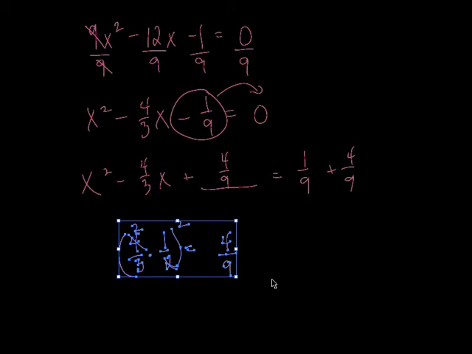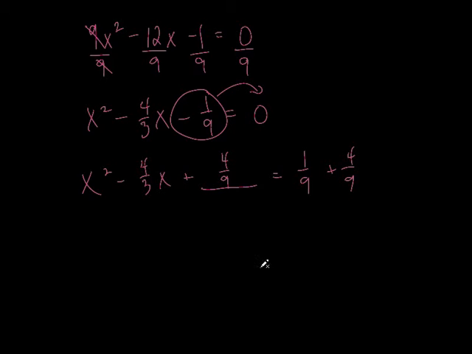Let me get rid of this. This is now a perfect square. What is it? It's x minus 2/3, squared, equals, what's 1/9 plus 4/9? 5/9. What do we do? Take the square root of that.